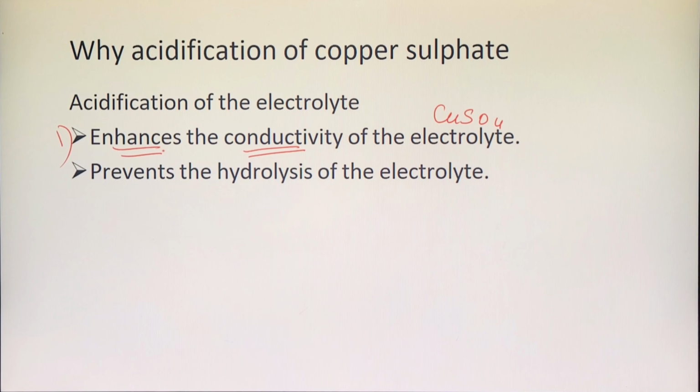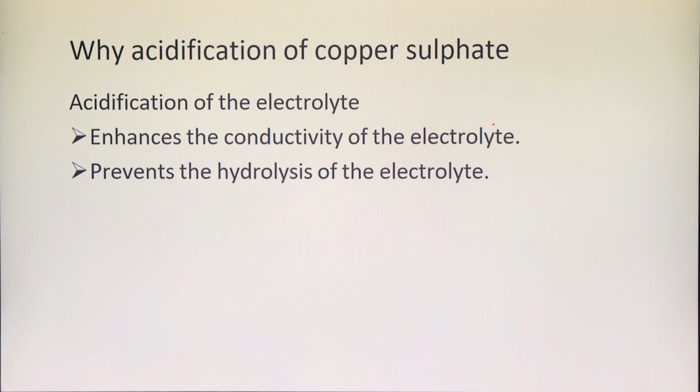It will allow a huge amount of electric current to pass through my copper sulphate when I add just 1 or 2 drops of sulfuric acid. Clear? So this is the major reason why I'm adding sulfuric acid. Secondly, it prevents the breaking of water that is there in the electrolyte. I need water to break, but this should not be the major reaction that should be happening in my electrolyte. The major thing that I need to break is copper sulphate.